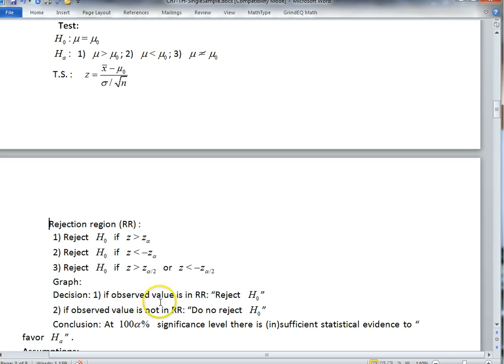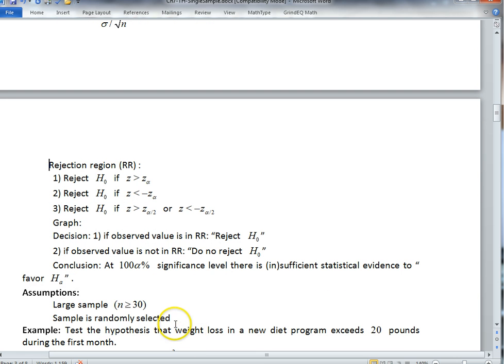And then the decision: if the test statistic value, also called the observed value, is in the rejection region, we reject H0. If not, we say don't reject H0. And then the conclusion would be, at 5% significance level, there is either sufficient statistical evidence to favor HA if we reject, or insufficient if we do not reject. Okay, because the assumptions for this would be we need a large sample, more than 30, and the sample is random. Let me show you the graph for this test so we can have a sense of it.